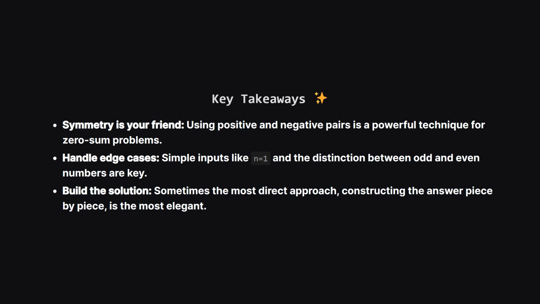To wrap things up, the big takeaway here is how powerful the concept of symmetry can be. Using pairs that cancel each other out is a fantastic trick for any problem involving a zero sum. It's also a great reminder to always think about the odd and even cases, as they often require slightly different handling. This problem shows that sometimes, you don't need a complex algorithm. You can just cleverly construct the answer directly.